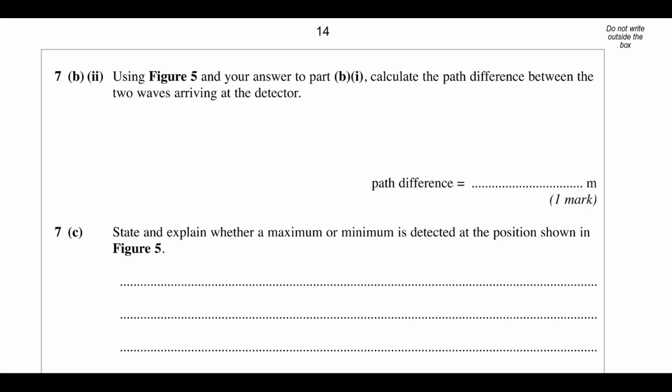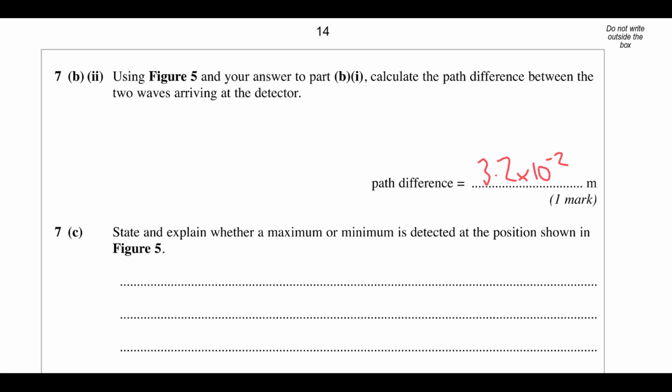Using figure 5 and your answer, calculate the path difference between the two waves arriving at the detector. So I'm going to flip back and have a look at the diagram. Looking at the diagram, you can see from the slit on the left-hand side, there are 6 wavelengths between the slit and the detector. On the one on the right, there are only 5. So there's a path difference of 1 wavelength. So that's just going to be our answer to the previous question, 3.2 times 10 to the minus 2.